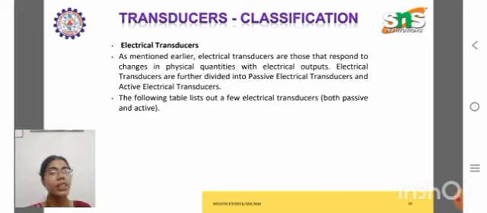Seeing electrical transducers, as mentioned earlier, electrical transducers are those that respond to changes in physical quantities with electrical outputs. Electrical transducers are further divided into passive electrical transducers and active electrical transducers. The following table lists out a few electrical transducers, both passive and active.